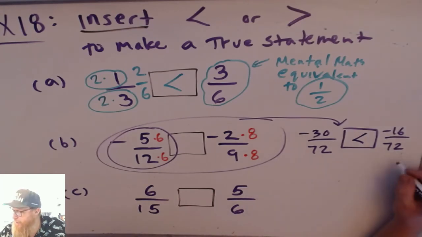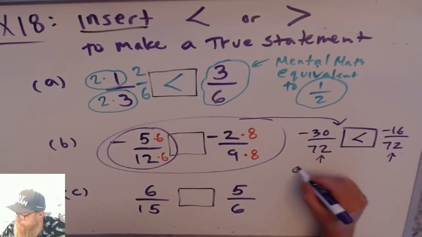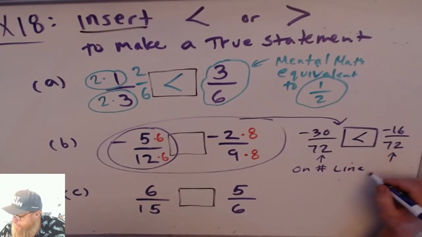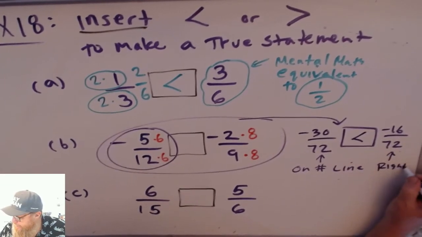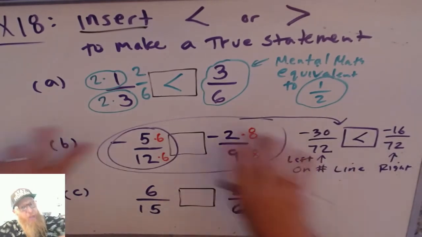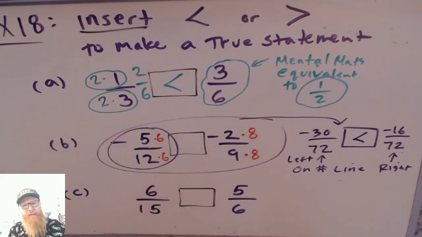In other words, on the number line, this is right and this is left, if you were to draw them on the line that I've been doing in the last couple examples.